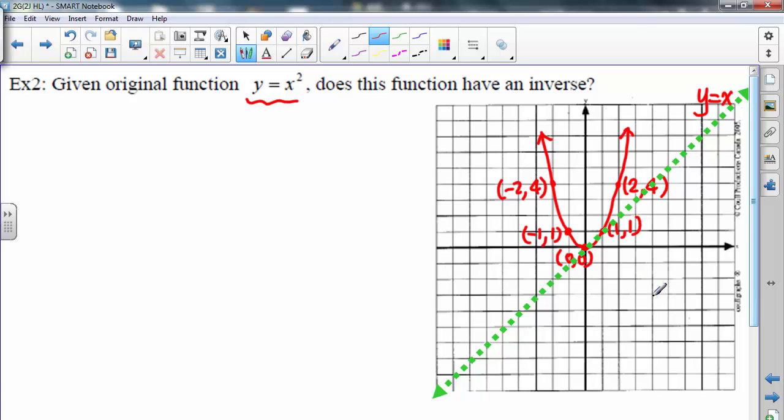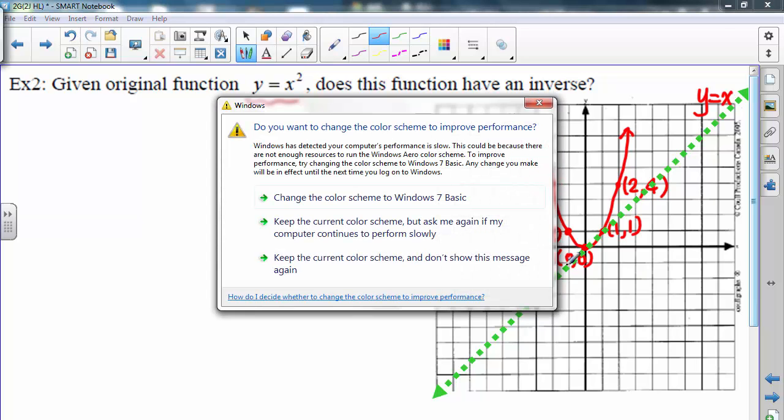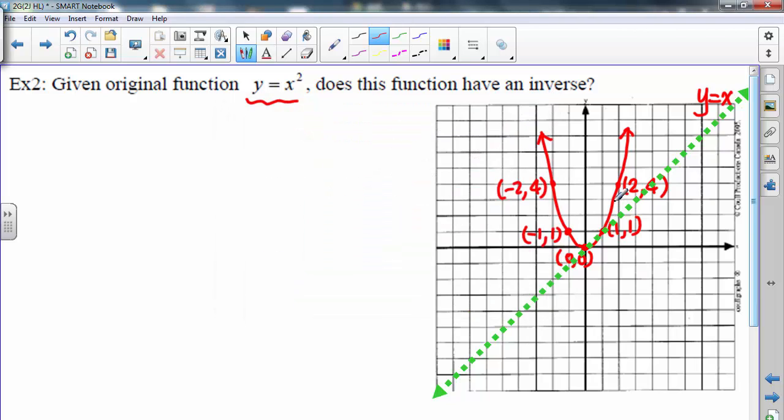Then how can I draw the reflection image? If you have trouble, it's okay. I'm not drawing the reflection image right away. I will use the points to help me. From example 1, we know the inverse function can be obtained by interchanging x and y in the original function. That means for the coordinates on the original function, I just switch the x coordinate and the y coordinate. So 0, 0, I switch them around, it's still 0, 0. 1, 1, it's still 1, 1. 2, 4 becomes 4, 2.